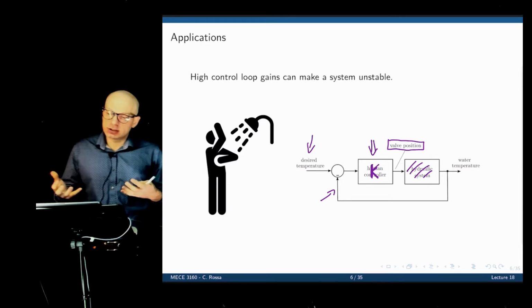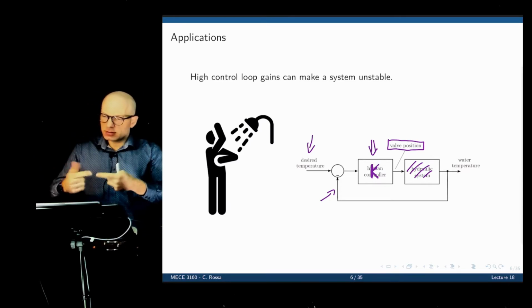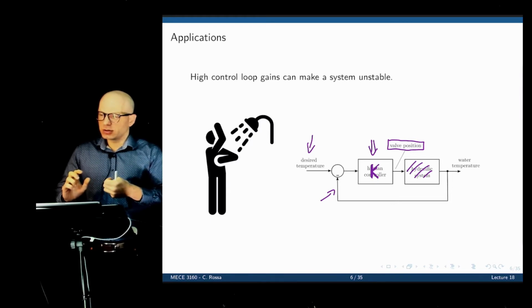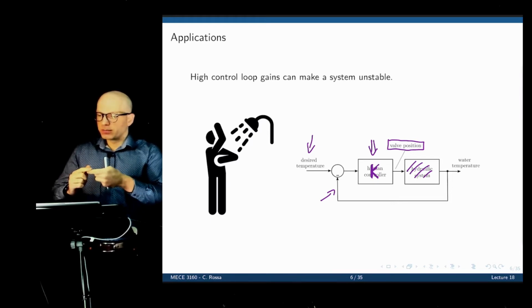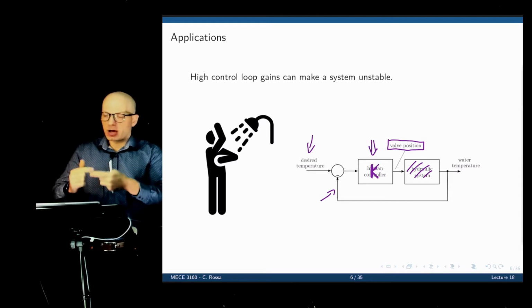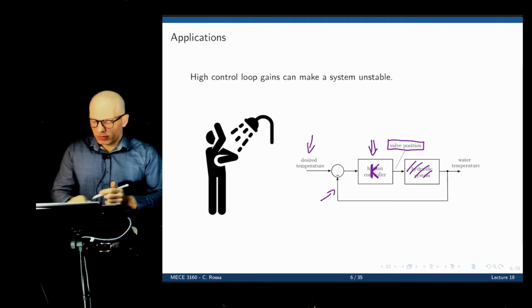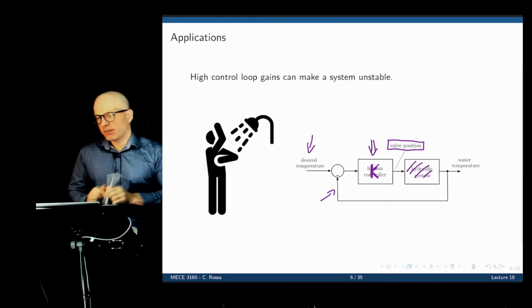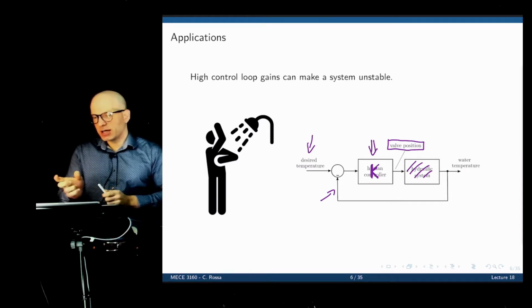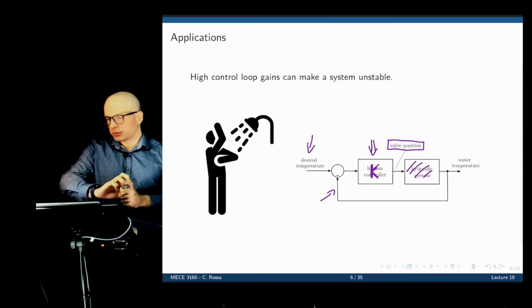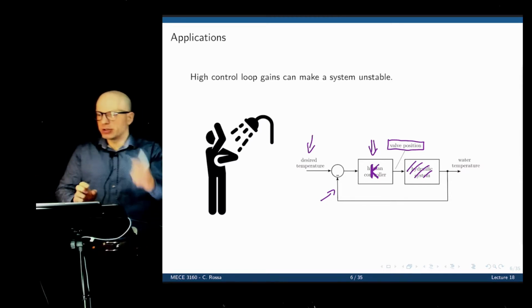Now it's too hot. The error flips sign. Sorry, it's too hot. So the error becomes now negative. We want to decrease the temperature. We multiply that by a constant K. And the result of this operation is that our controller determines that the valve now needs to go all the way to the cold. And then you repeat the operation, go to the cold.